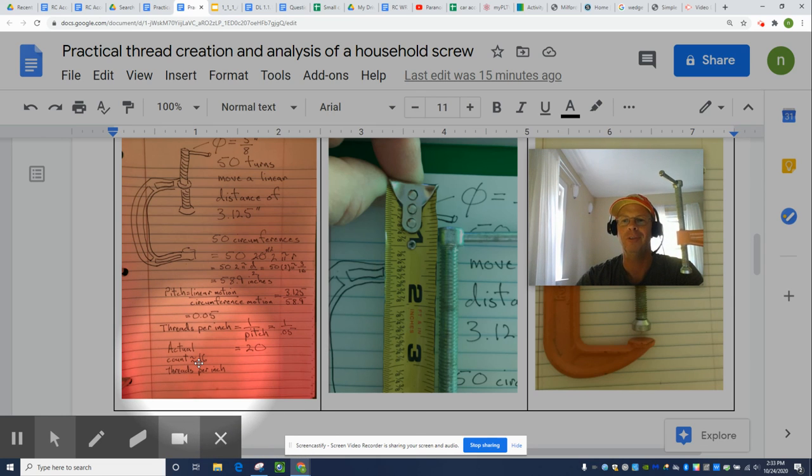Sadly, when I tried to confirm that, I got 16 threads per inch. So I don't know. There's something fishy in my calculations. Like I literally counted 16 threads per inch. I don't know. Back to the drawing board. I got to double check my measurements.